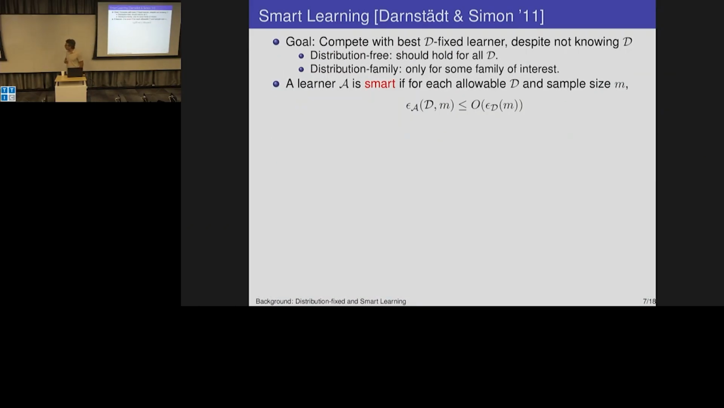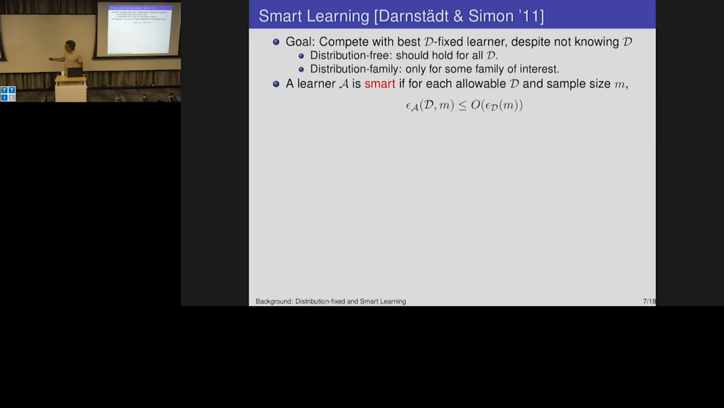Okay, so now that I have the definition of distribution fixed learning, I can define smart learning, and again, this is due to Darmstadt and Simon. The goal is to compete with this best learner that knows the distribution. That's the goal. Despite not knowing the distribution. You can ask this in the distribution-free setting where this should be true for every distribution, or a distribution family setting where you only care about certain distributions of interest.